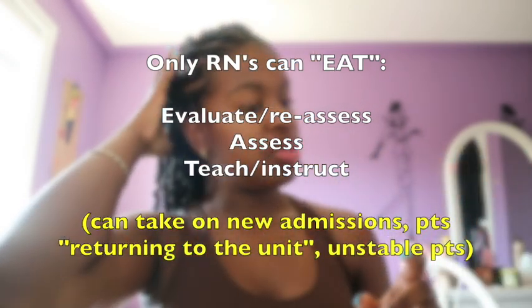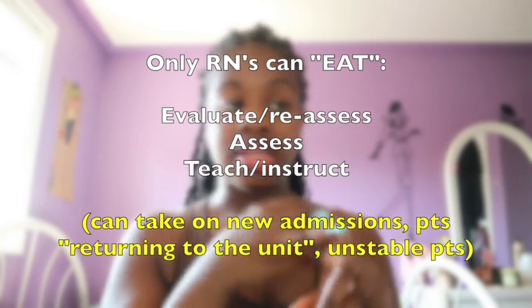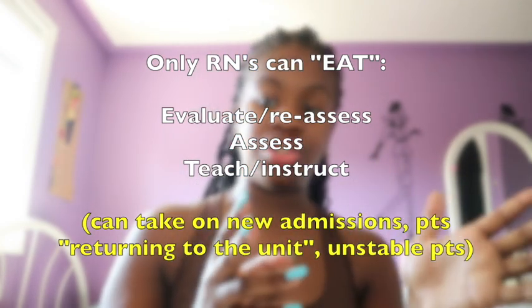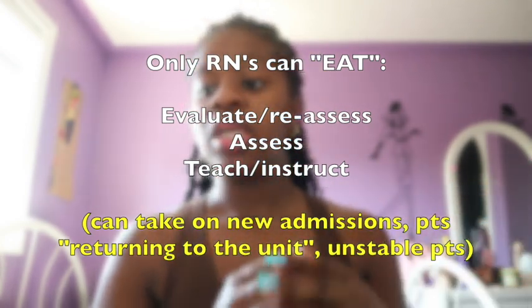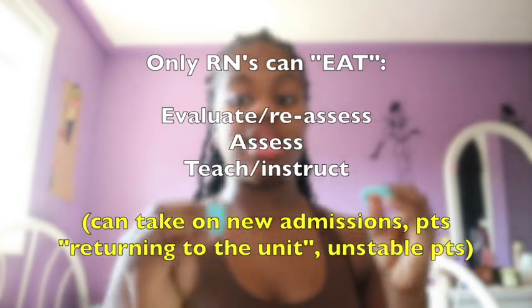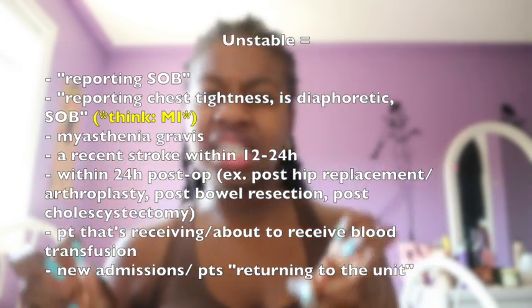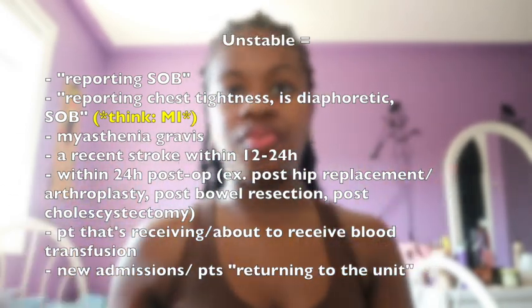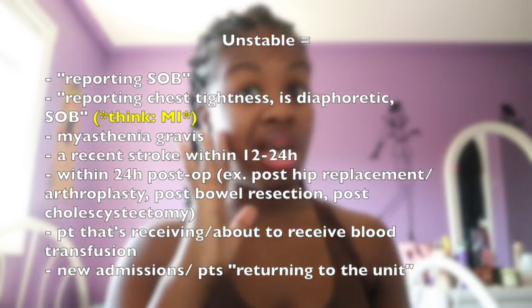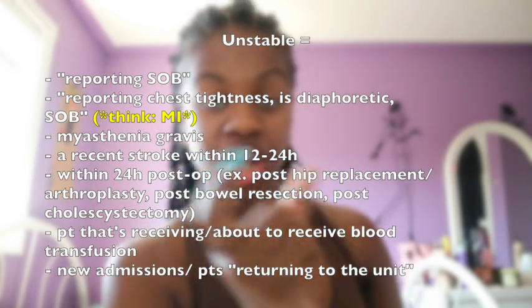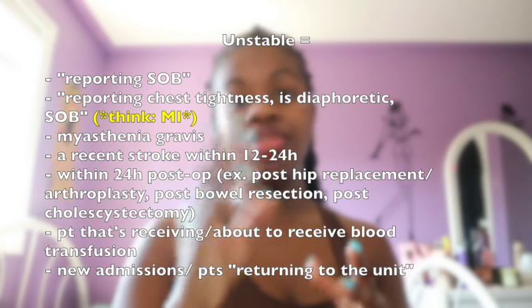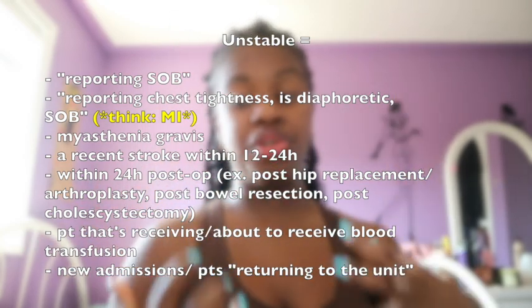So that pretty much means only RNs can evaluate, assess, and teach/instruct, right? So RNs are the ones who have to handle the unstable patients. The patients that are now reporting shortness of breath, for example, reporting chest tightness, suddenly becoming diaphoretic and can't breathe. That's usually an MI. So if you ever see diaphoresis paired with shortness of breath, think MI. Diaphoresis means sweating, by the way, like profuse sweating.